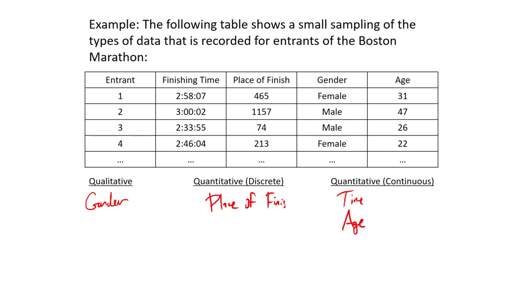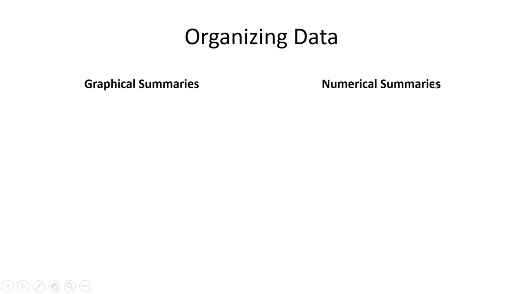So we have 3 types of data. Depending on the type of data you want to analyze, you would analyze time and age differently than you would analyze gender. You couldn't use the same types of graphs or summaries because they're different types of data. So typically our first step once we have our data is to organize it, and we typically split that into 2 categories. Graphical summaries are things like tables, charts, and any sort of graphs.